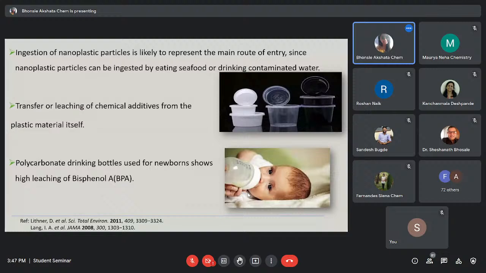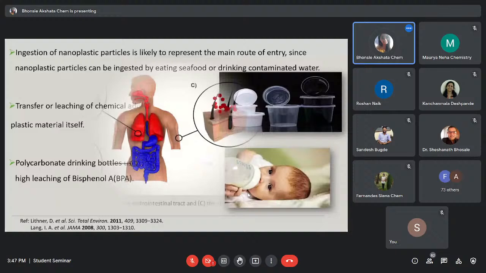A very prominent example of a leaching monomer is bisphenol A, BPA. Now, bisphenol A is used for the production of polycarbonate drinking bottles, which are used for newborns. This is a very risky thing, because newborns have an increased body burden: in their body the accumulation is faster and elimination is less. So it can lead to more accumulation in their body as compared to that of adults.